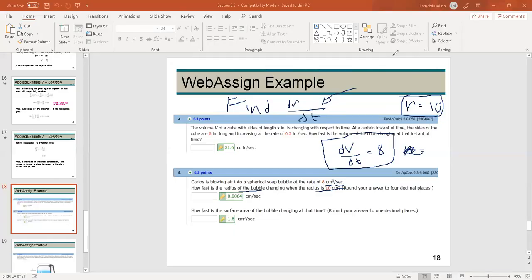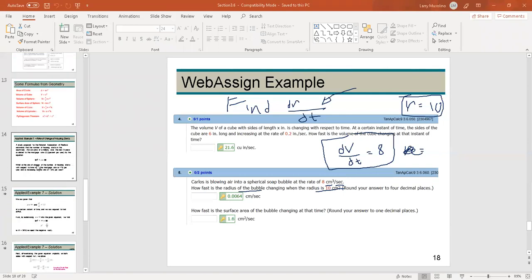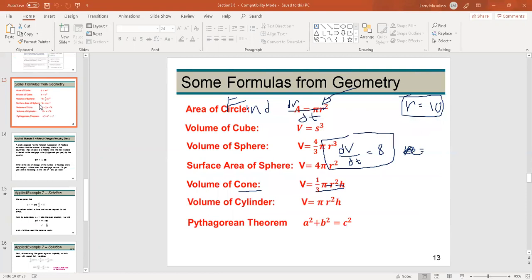Well, I know they're talking about the sphere here, and we're talking about the volume. So I'm going to need a formula for the volume of a sphere. So let me jump back to that slide that had these formulas. And I'm noticing here the volume of a sphere is 4/3 pi r to the third. By the way, this slide is also included as part of the Chapter 3 summary that's posted in Canvas.